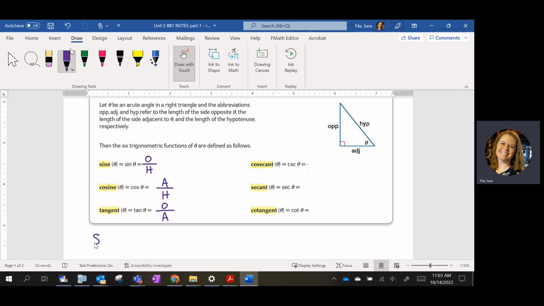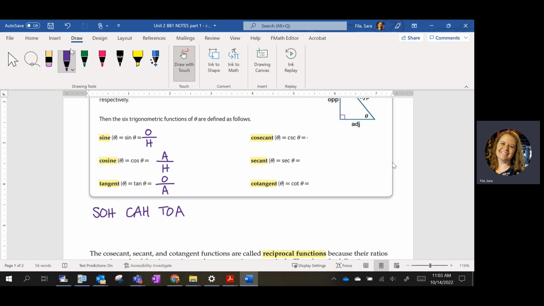And how do you remember that? In this blank section down here, you may want to jot down whatever memory tricks or side notes you need to help you learn that by memory. SOHCAHTOA is the most common one. Sine is O over H, cosine is A over H, tangent is O over A. But there are some other mnemonic devices that you may have seen or heard.